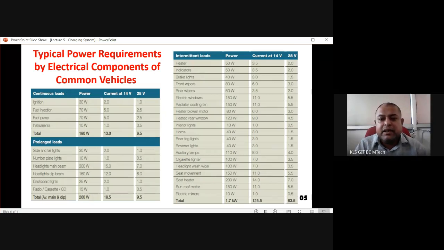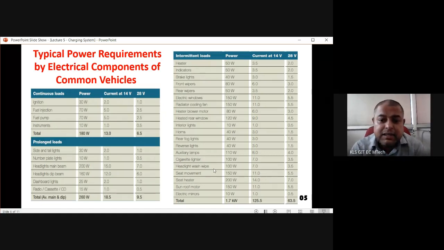And how to read it? Read it as current at 14 volts. I told you alternators have 14 volt as well as 28 volt. So let's say the front wiper requires 80 watt. This is a 14 volt source, if we are talking about a 14 volt alternator, multiplied by 6 ampere. So 14 into 6 is 84, which is almost equal to 80. Exactly the figures do not match, 2-4 watt here and there. Somewhere it will be more, somewhere it will be less. And likewise, it will come down to 1.7 kilowatt.